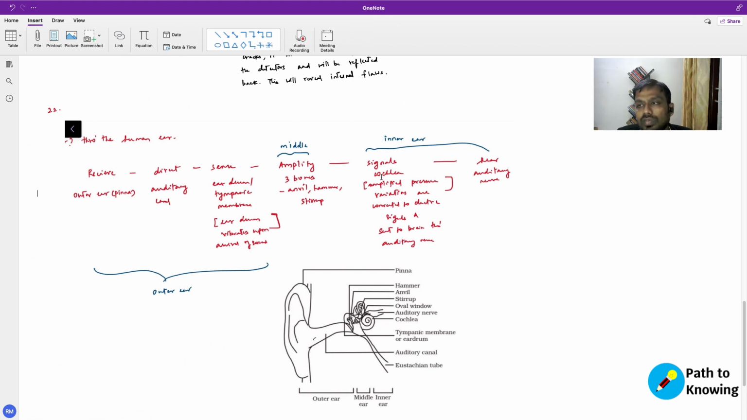And the main job of the inner ear is to convert that amplified sound wave into an electric signal. And that is done by the cochlea. The job of the cochlea is to convert the pressure variations of the amplified sound wave into an electric signal and pass it on to the brain. And that transfer to the brain happens through the auditory nerve. And once the brain perceives that, it means that we hear, and that's when we actually hear that sound wave. So this is how the human ear works.